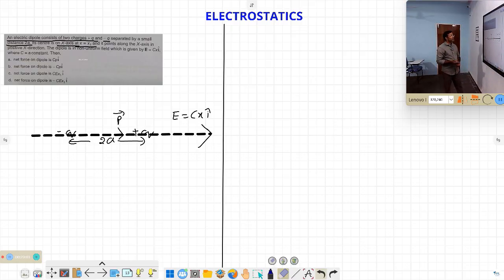So what are they asking? The dipole in the non-uniform field is given by. Which option is correct, they are asking. What are the options given? The options are asking about the net force on the dipole, given in vector form, right?